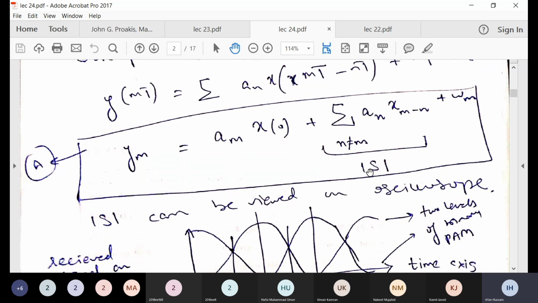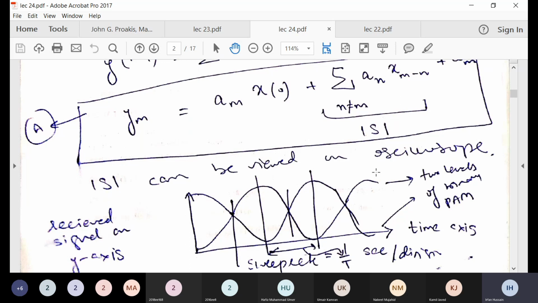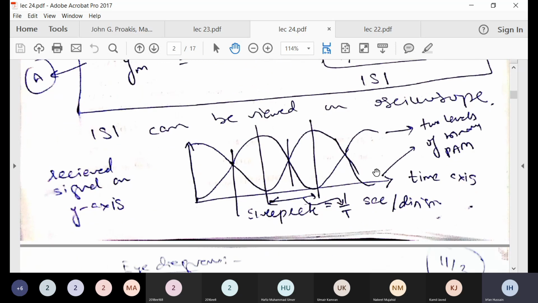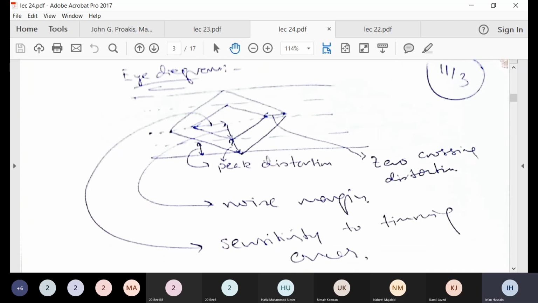Now, what is ISI? That is a very important thing. ISI can be viewed in oscilloscopes. You can also see it in scopes. If you keep the sweep rate to 1 over T, where T is the symbol time or the bit interval, you can see these are the two levels of the pulse. This is called the eye opening. It's called the eye diagram.